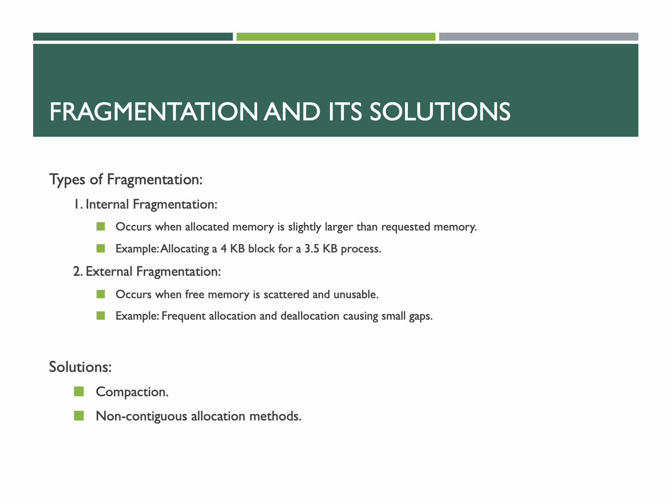For example, if a process requests 3.5 kilobytes but memory can only allocate a 4 kilobyte block, the remaining 0.5 kilobyte is wasted. This small unused space within allocated memory leads to internal fragmentation.